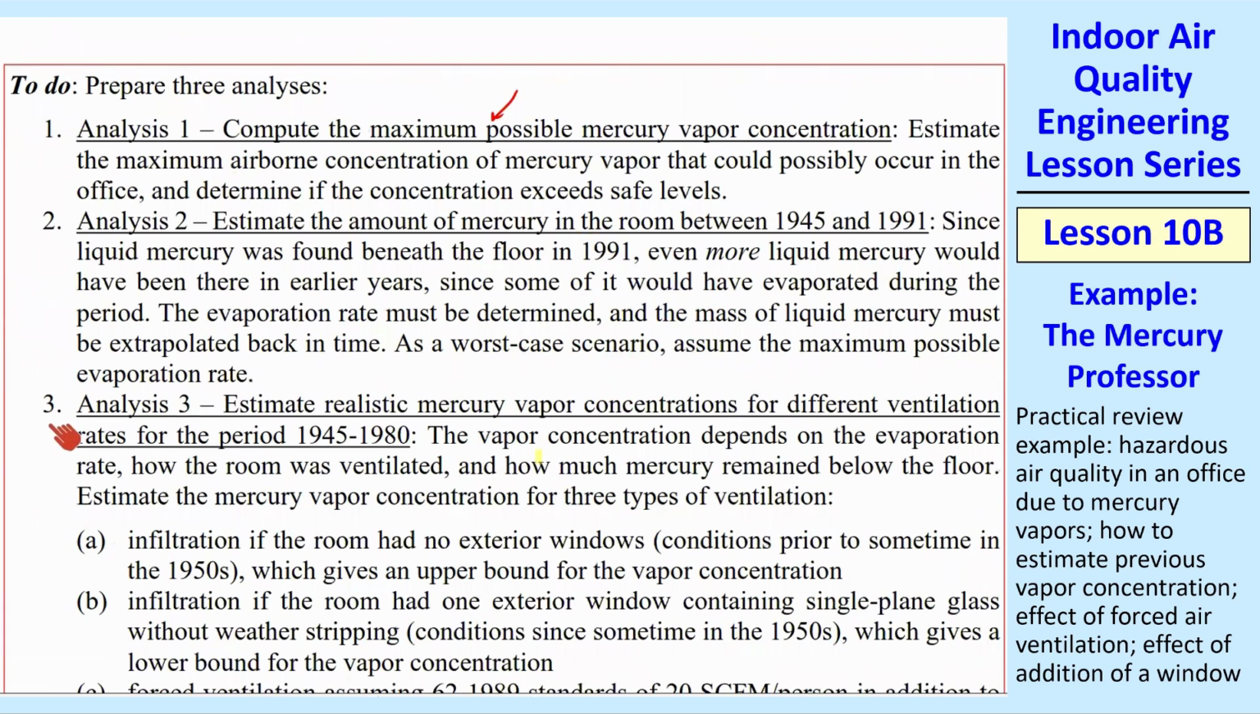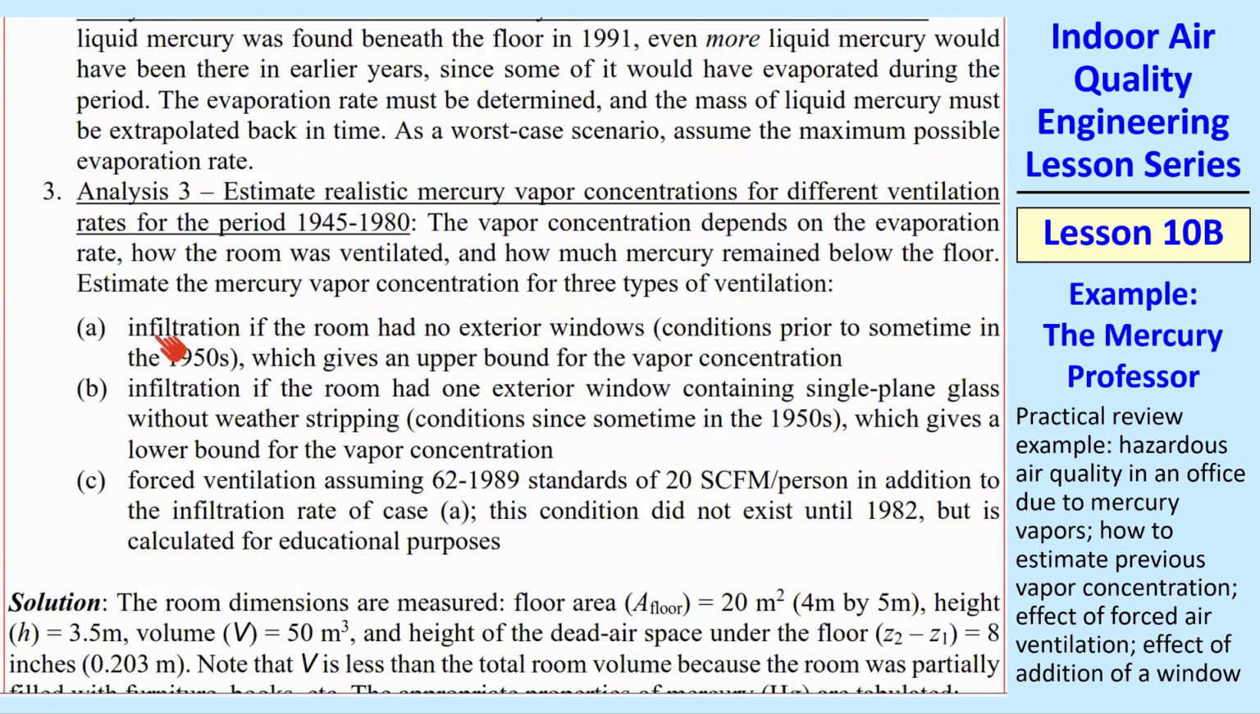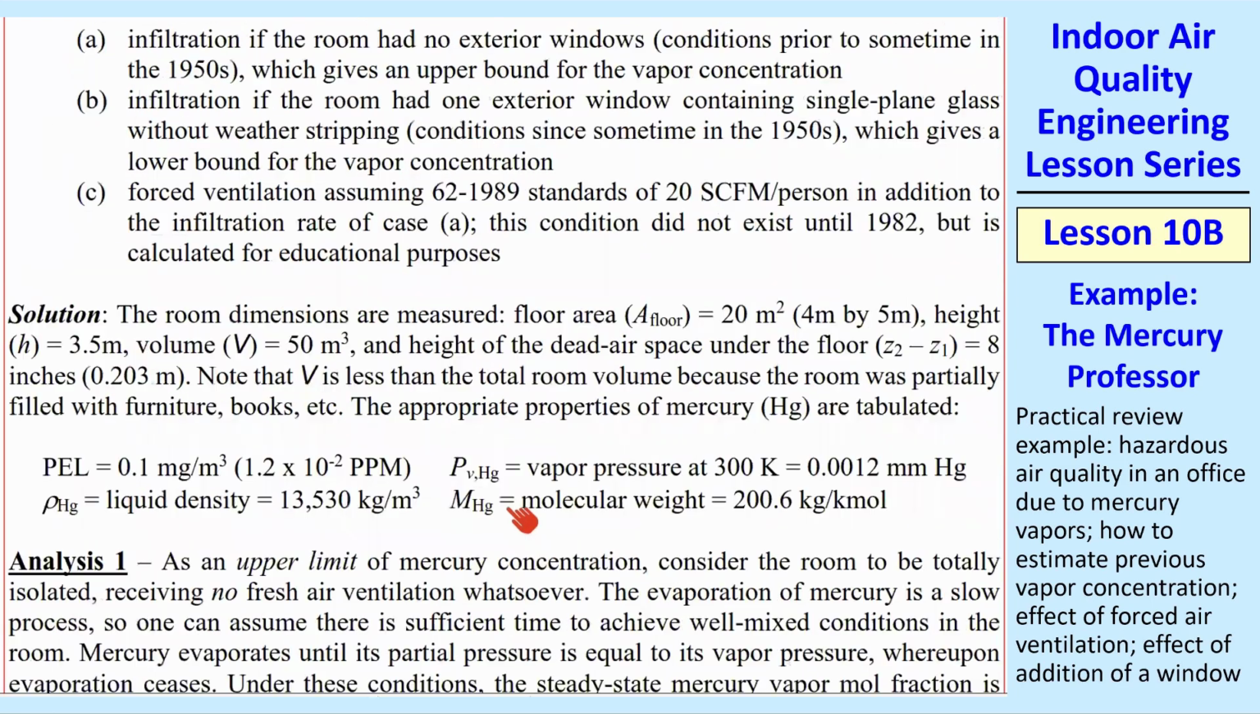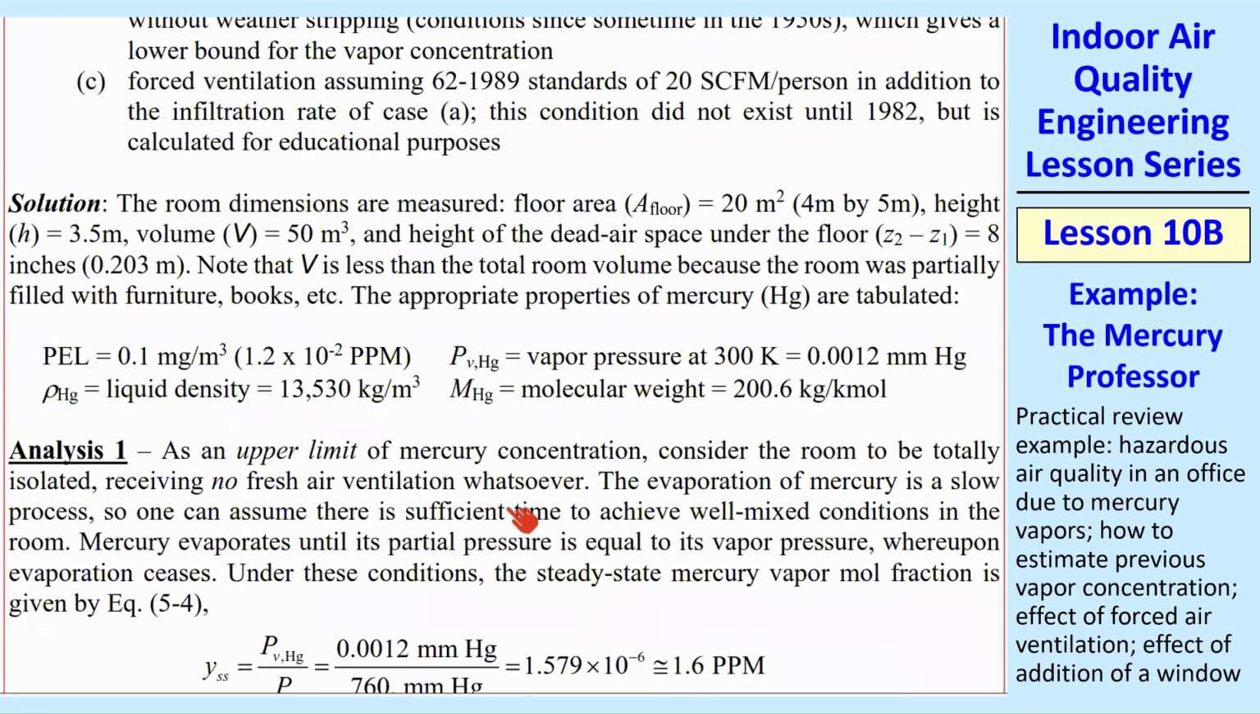And then analysis 3, we're doing the ventilation stuff that we've been doing to estimate 3 different cases with no exterior windows. And then when they added a window, sometime in the 50s, we'll call it 1955. And then in 1982, they added a forced ventilation system. So we'll look at all 3 of these cases. Here's all the details. We have the volume of the room, floor area, the height under the floorboards. That'll be useful for our evaporation calculations.